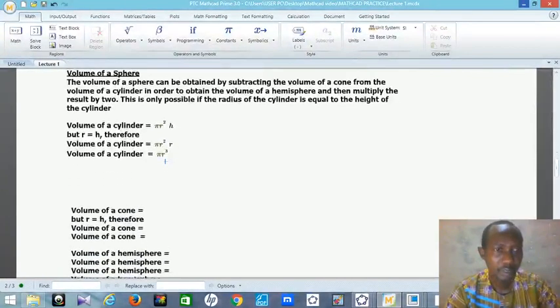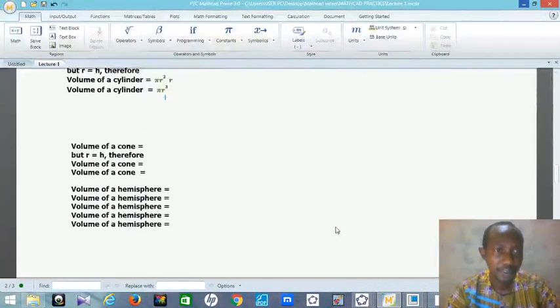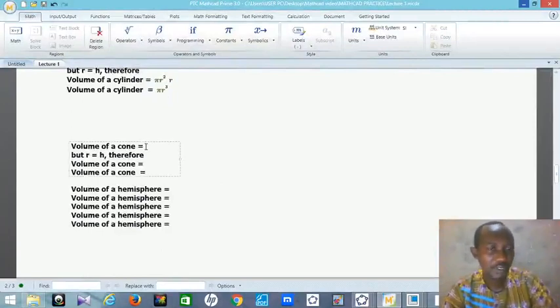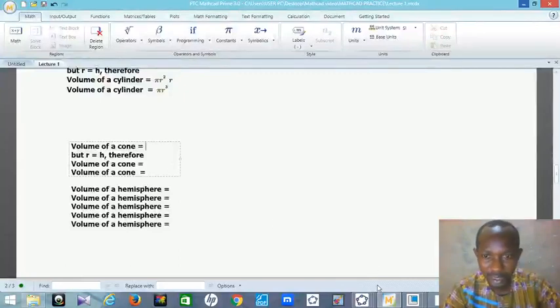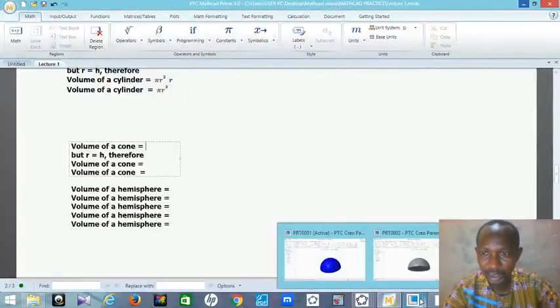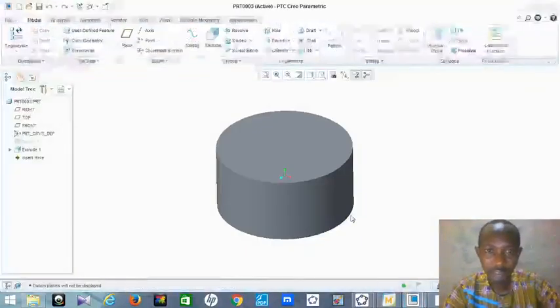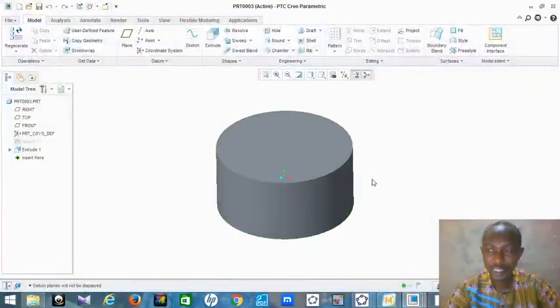Now let's look at the volume of a cone here. So the volume of a cone, how do you get the volume of a cone? A cone is usually gotten by subtracting 1/3 out of a cylinder. In case you don't understand what I mean by subtracting, I'm talking about when you remove 1/3 of a cylinder, you are going to get a cone. Let me just show you in this animation I have here.